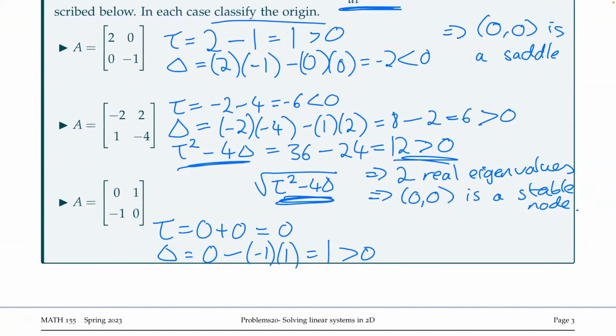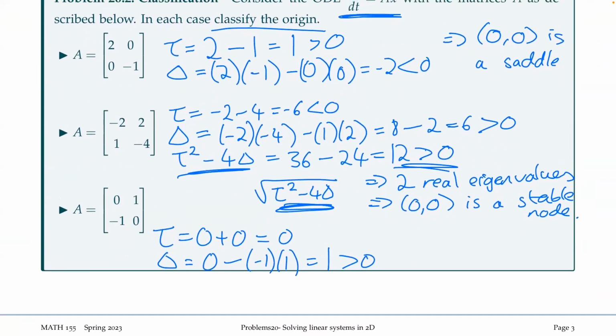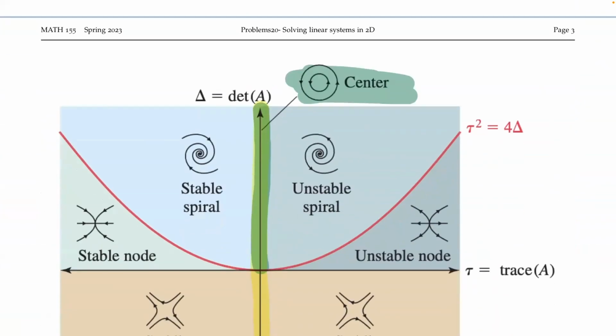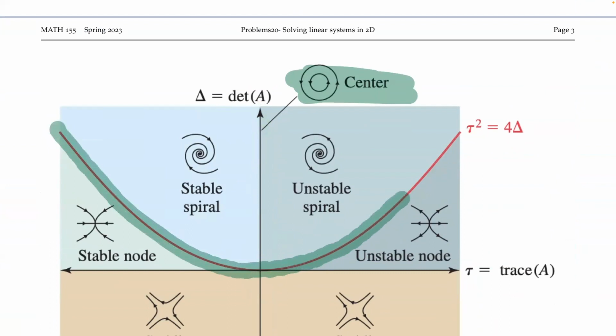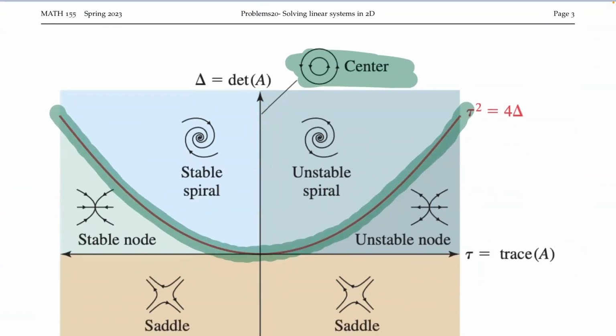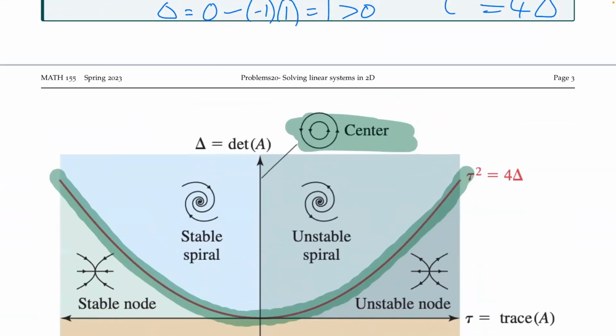I had one question about what happens if tau squared is equal to 4 delta. So in this case, if we've got tau squared equal to 4 delta, we sit on this curve here. So this is one of those borderline cases, which we're not going to cover in this course.